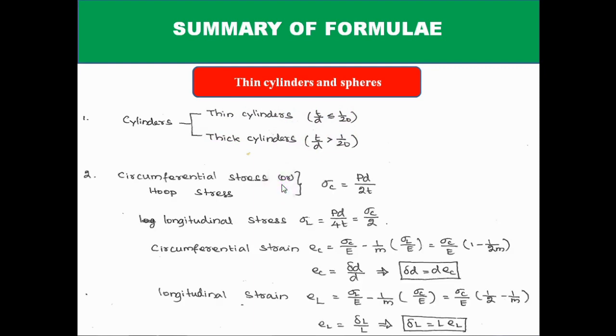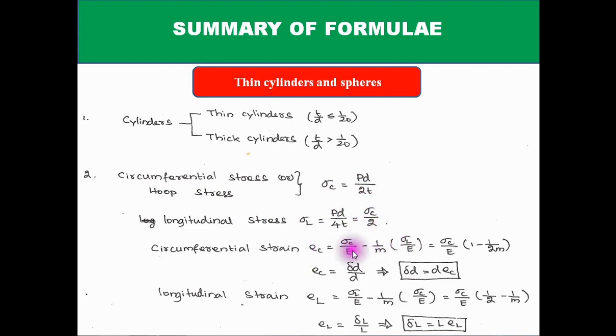A thin cylinder is subjected to a circumferential stress and a longitudinal stress. Circumferential stress, also known as hoop stress, that is sigma c equal to Pd by 2T, where P is the pressure, D is the diameter, T is the thickness. And longitudinal stress is Pd by 4T. It is generally half of the circumferential stress.